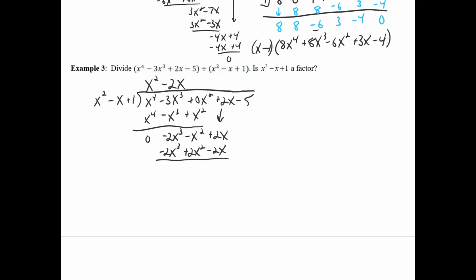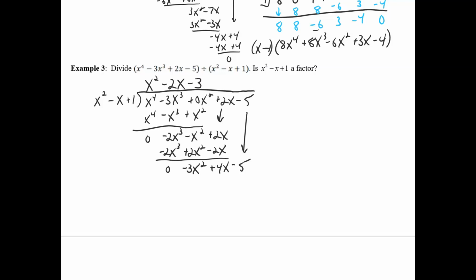Now we're going to subtract. Don't look at this and see a 0 here. This is a 2x, but this is a 0 over here. Negative 1 minus 2 is negative 3x squared. And 2 minus negative 2 is plus 4x. Carry down that minus 5. And the last round would be to multiply by negative 3. So minus 3 here. Distribute that negative 3.